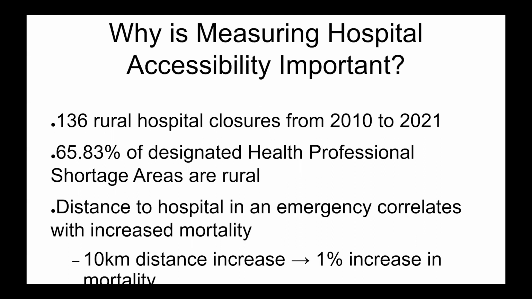So why is measuring hospital accessibility important? Well, rural Americans face some unique challenges with hospital accessibility. According to the American Hospital Association, there were 136 rural hospital closures between 2010 and 2021. Another study showed that 66% of designated health professional shortage areas were rural. And a 2007 study showed that for the distance to the hospital during an emergency, a 10-kilometer increase in distance resulted in a 1% increase in mortality.